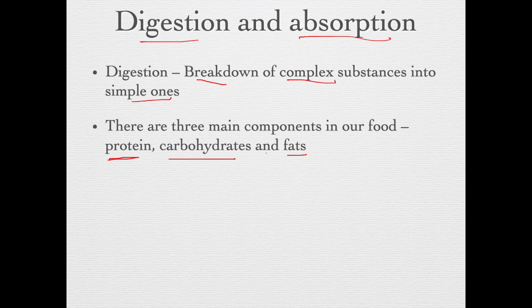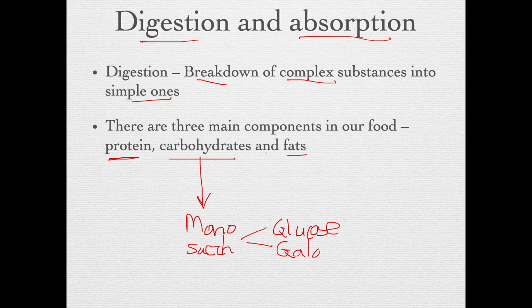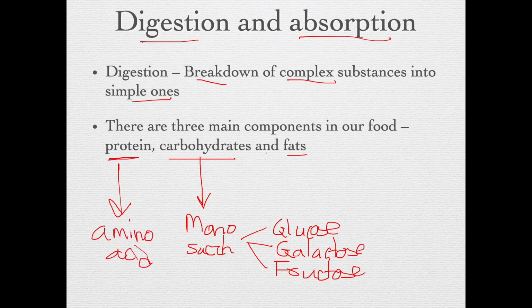So to understand what the simple form of these are, carbohydrates are broken down into their monosaccharide or single sugar unit form, and these include glucose, galactose, and fructose. And these are the three monosaccharides which the carbohydrates are normally broken down into. Proteins are broken down into their simplest form, and this is known as the amino acid. And finally, fats are broken down into their simplest form, and this is known as fatty acid and glycerol. And these are the two components of the breakdown of fat.